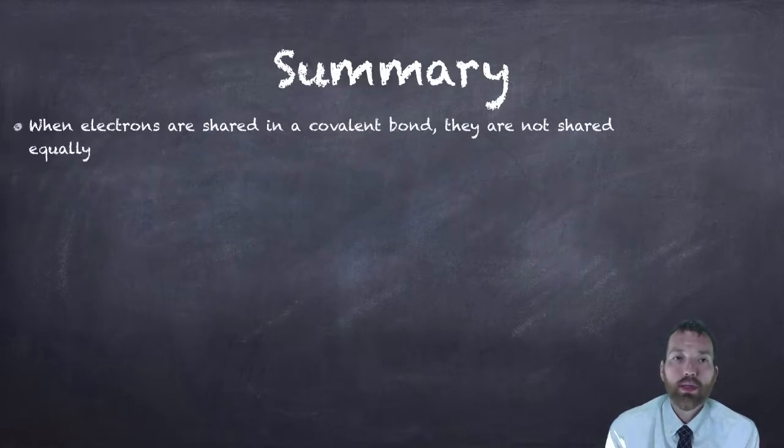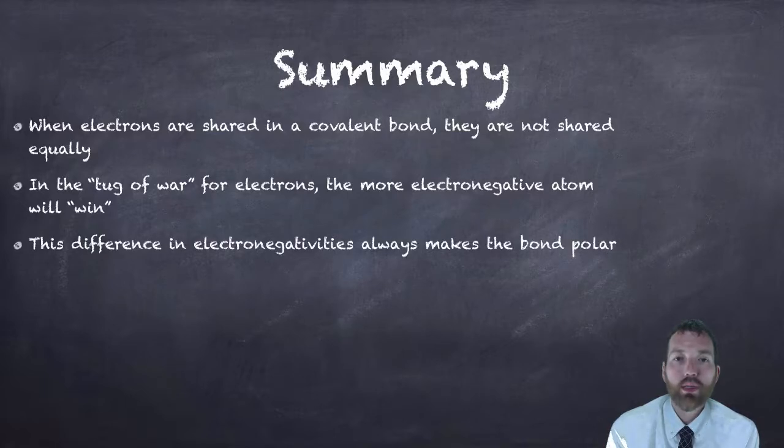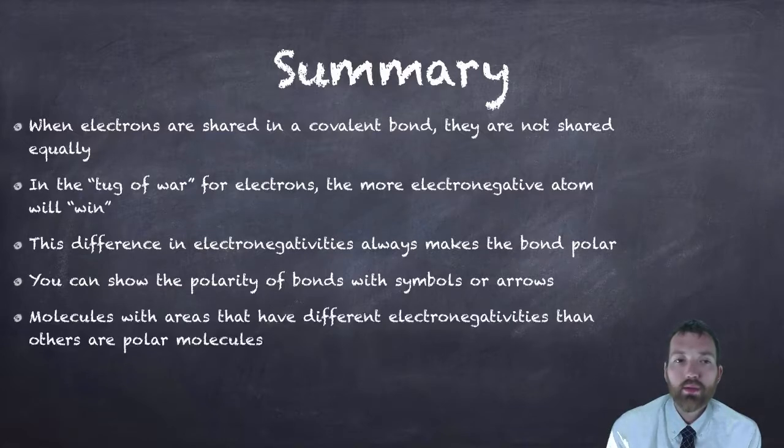So remember, when electrons are shared in a covalent bond, they are not always shared equally. In the tug of war for electrons, the more electronegative atom will always win. And the differences in electronegativities always make the bond polar. And you can show this polarity with symbols, those lowercase delta signs, or arrows. Molecules with areas that have different electronegativities than others are polar molecules. If you have one end that's slightly negative and one end that's slightly positive, it's always going to be a polar molecule.